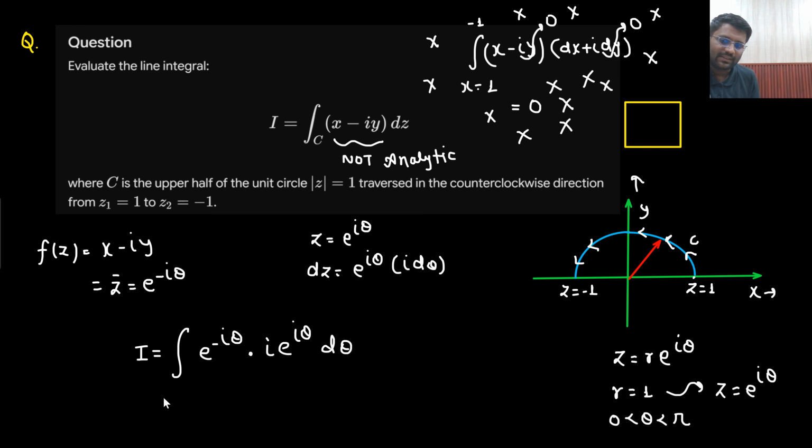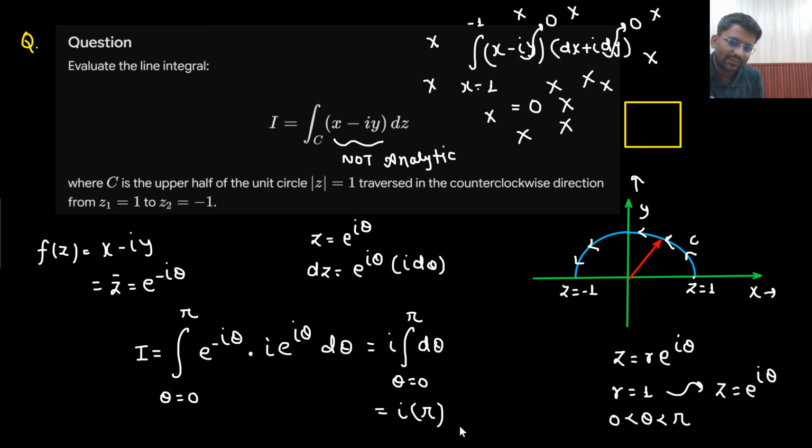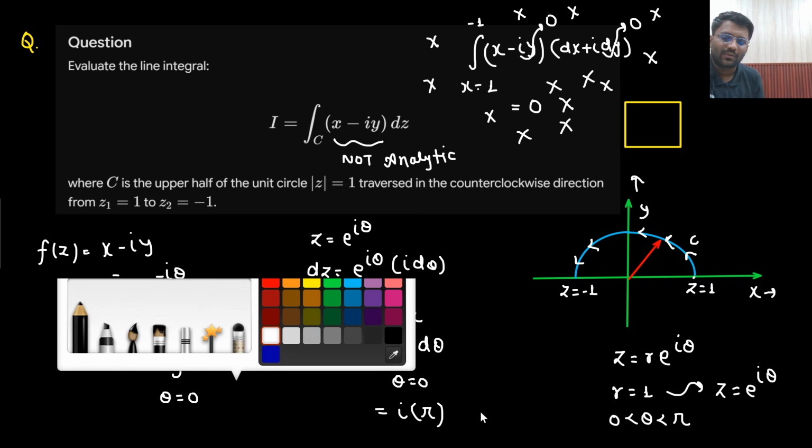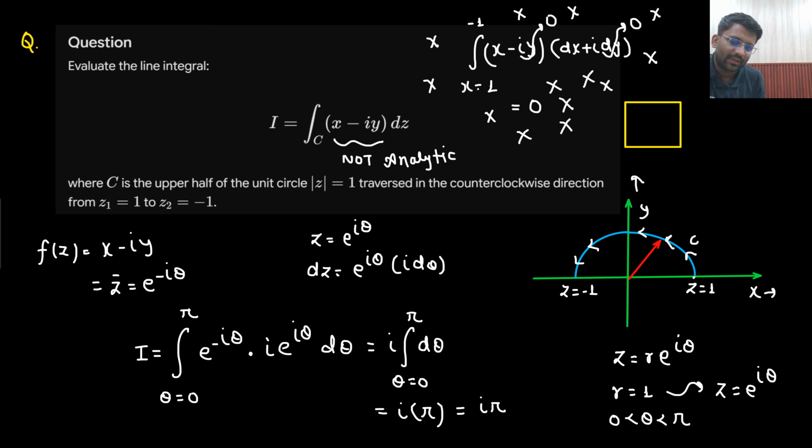Now you can see that, sir, theta will go from 0 to pi. Now e to the power minus iota theta and e to the power iota theta will get cancelled out. Iota will be coming outside, d theta, with theta going from 0 to pi. So what is the answer you are getting? Iota pi minus 0. So the answer is iota pi. That's the answer that we are getting.